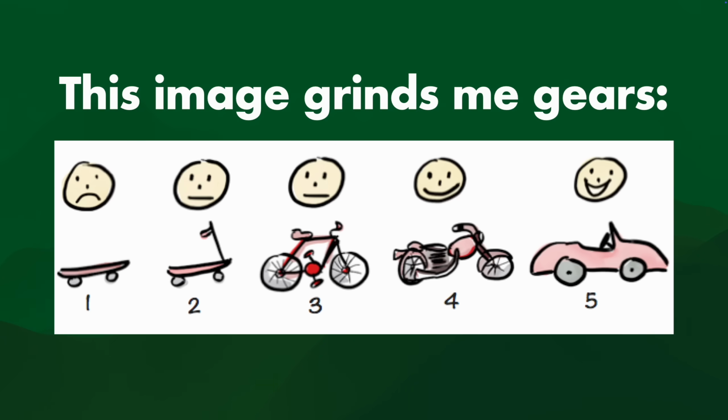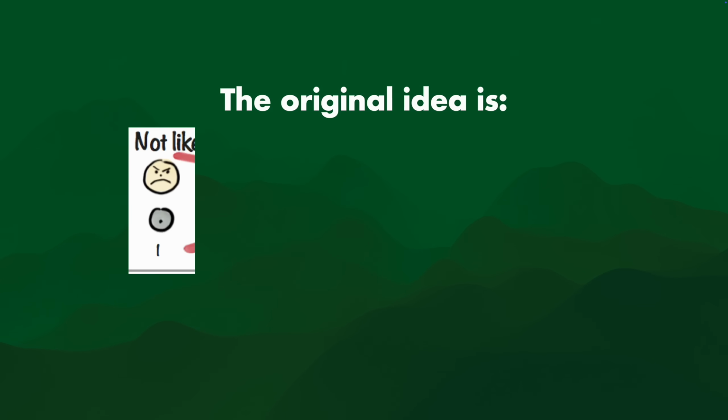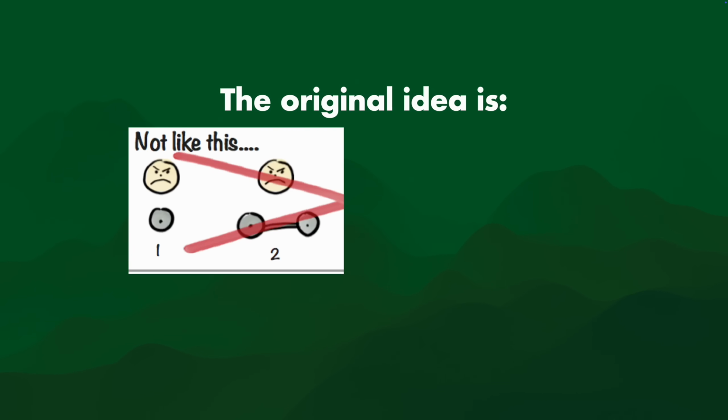This image really grinds my gears. The original idea is that if you give a user just a wheel and then ask them what they like or dislike, there's nothing. They can't test it. They can't use it. If you give them two wheels and then ask them what they like and dislike, again, they can't test it. They can't use it.